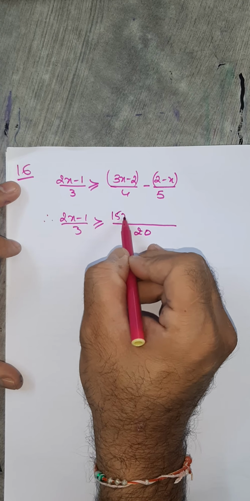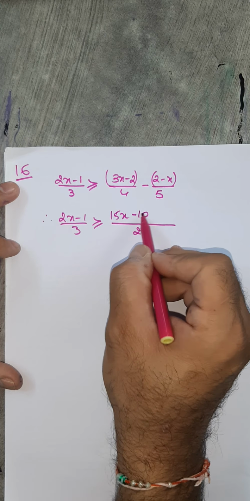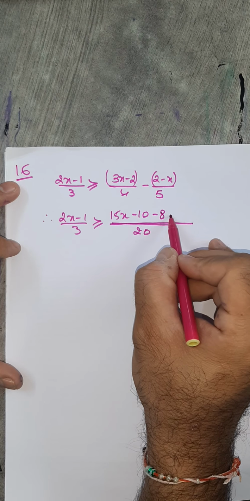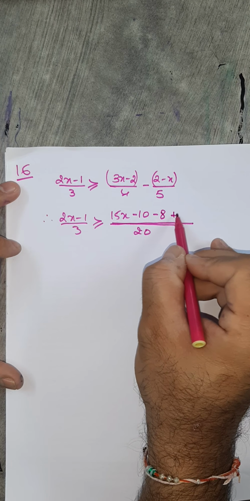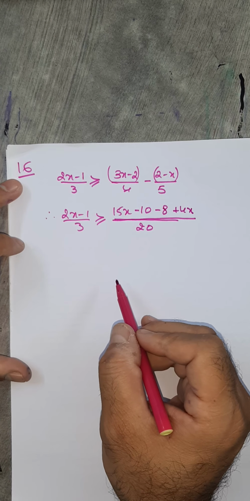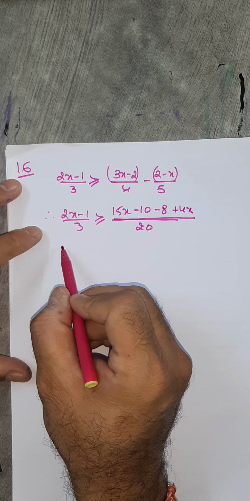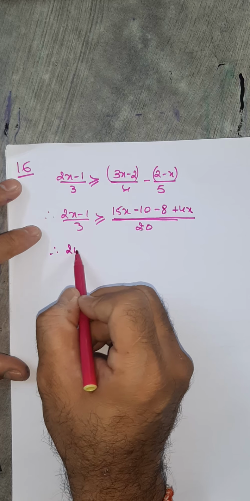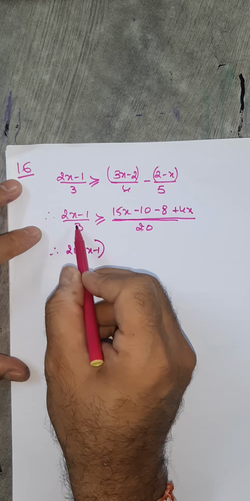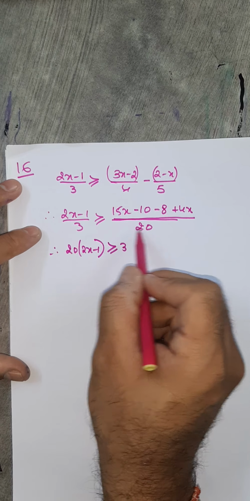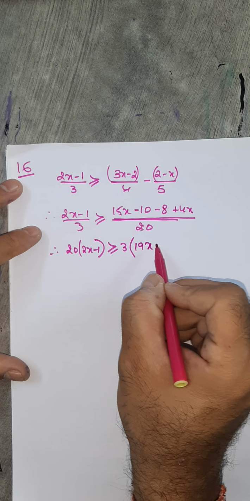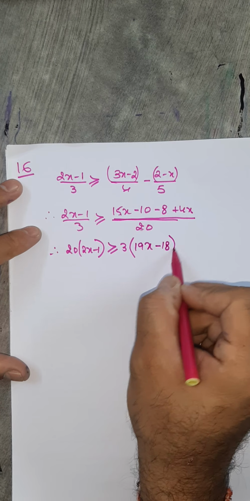This is 15x, 5 3s are 15, minus 10. This is minus 8 plus 4x here. Just cross multiplication, remember. Now 20 will take this side, so 20 into 2x minus 1, and 3 I'll take that side. Remember 20 and 3 both are positive, therefore inequality remains same. 15 plus 9, which is 19x, minus this is 18.